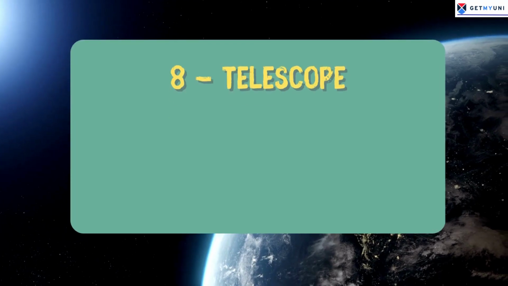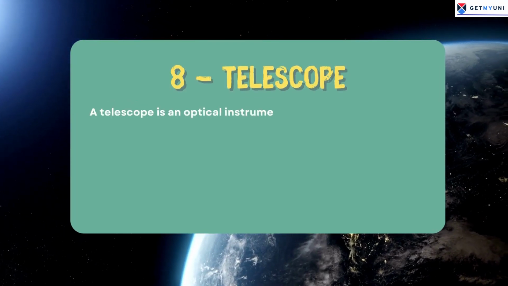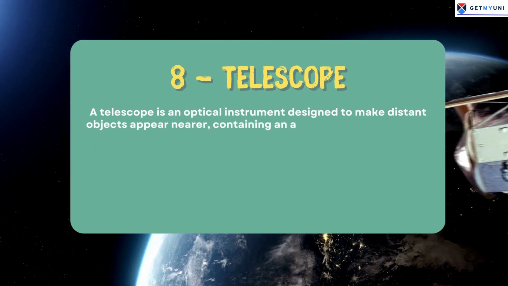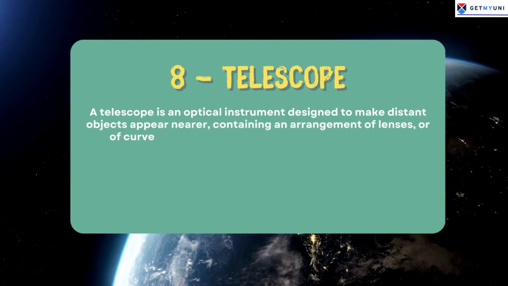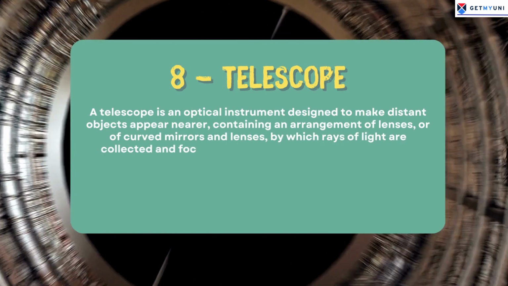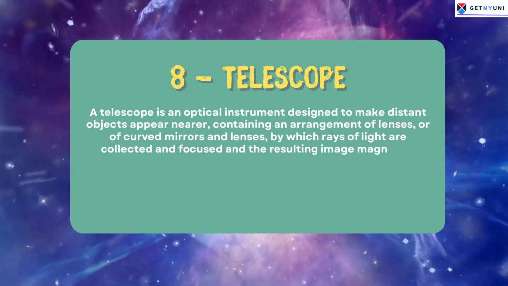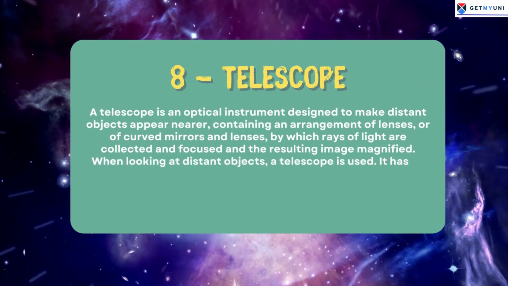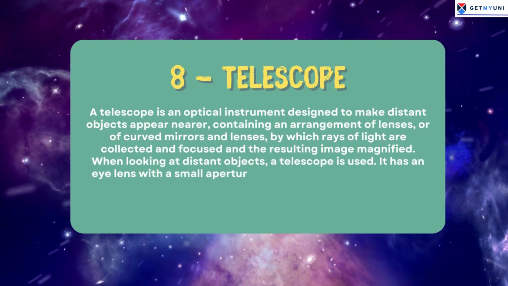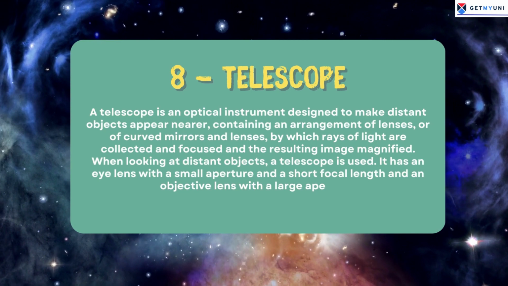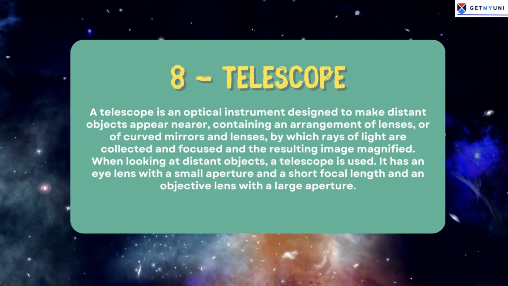And lastly, 8. Telescope. A telescope is an optical instrument designed to make distant objects appear nearer, containing an arrangement of lenses, or of curved mirrors and lenses, by which rays of light are collected and focused and the resulting image is magnified. When looking at distant objects, a telescope is used. It has an eye lens with a small aperture and a short focal length and an objective lens with a large aperture.